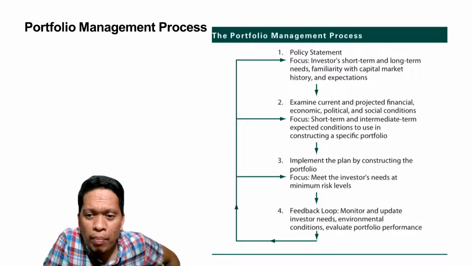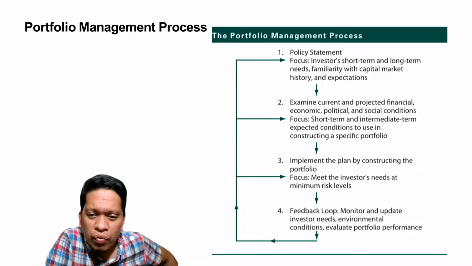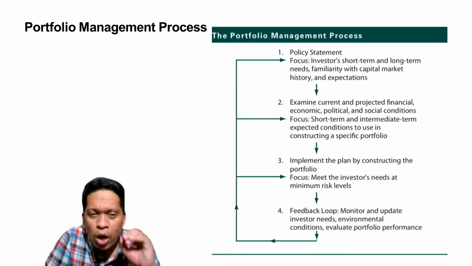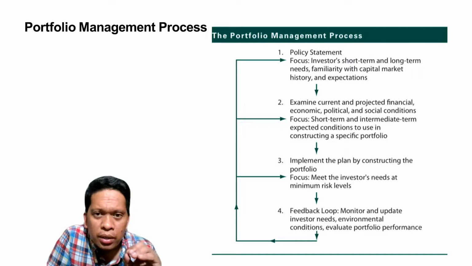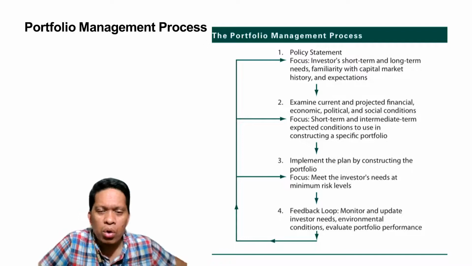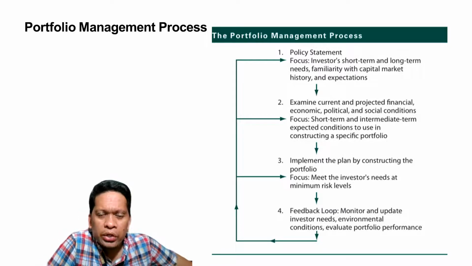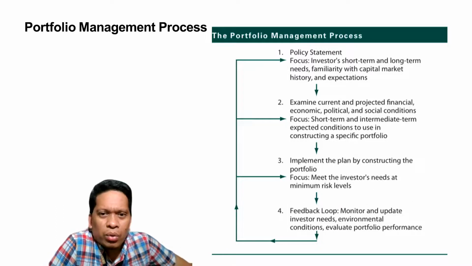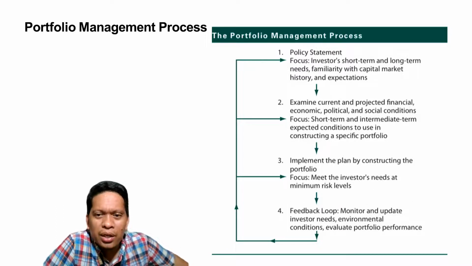Number three is implement the plan by constructing the portfolio. Your focus here is to meet the investor's needs at a minimum risk. Remember, the moment you can meet the investors' needs, then go with it. Consider also the risk factor. But again, you must really meet the investors' needs, and then just inform them of the amount of risk, whether they can accept or not. If they cannot accept the risk, of course it is a signal that you will not really have to go.